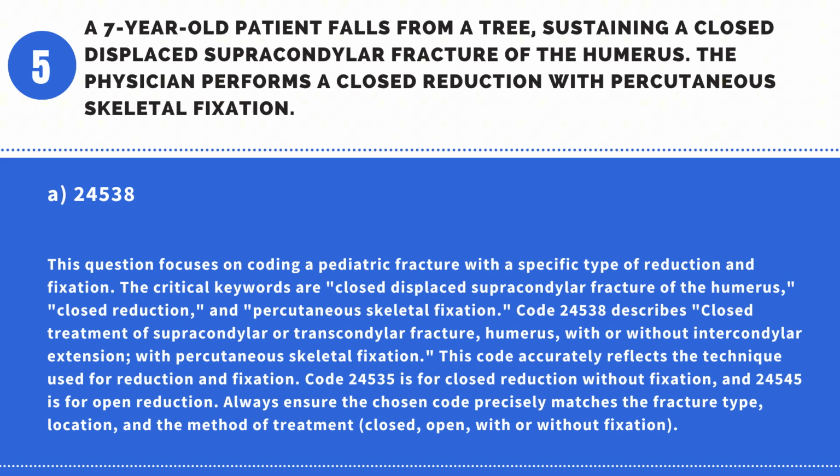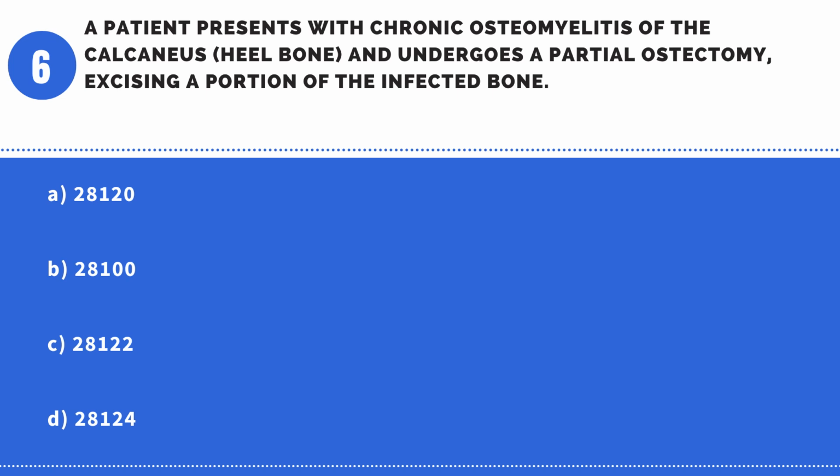Code 24535 is for closed reduction without fixation, and 24545 is for open reduction. Always ensure the chosen code precisely matches the fracture type, location, and the method of treatment, closed, open, with or without fixation. Question 6. A patient presents with chronic osteomyelitis of the calcaneus, heel bone, and undergoes a partial ostectomy, excising a portion of the infected bone.